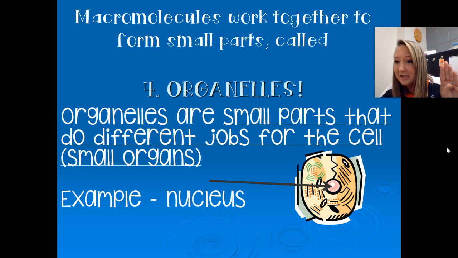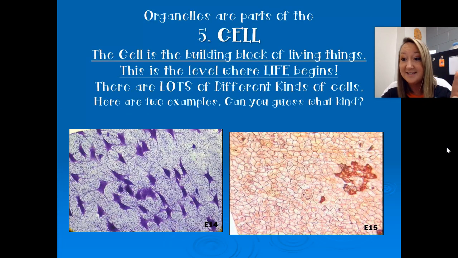What's the first level that can survive on its own? The cell, right? The cell is the building block of all living things, right? And so if it's alive, it's made of cells, right? Whether it's prokaryotic cells or eukaryotic cells, all living things are made of cells. The cell is the building block of living things. This is where life begins. This is where living things start. And there are millions of different types of cells.